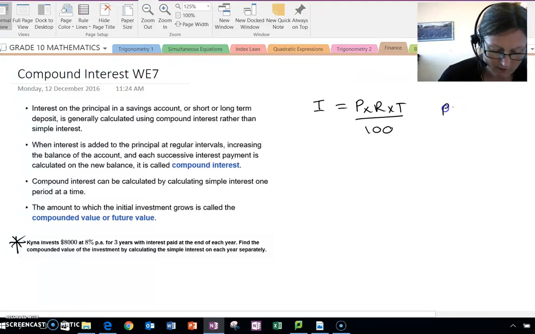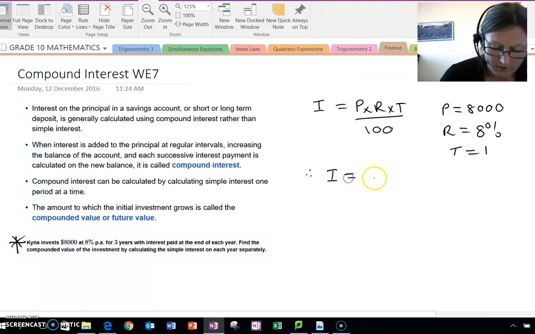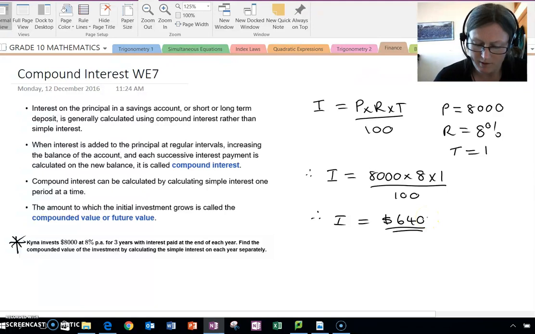So initially her principal is $8,000. The rate is 8%, and the time, well, it's 1 year because we're calculating the interest after each year. So the interest is 8,000 times 8 times 1 over 100. So Kina, if we put that into our calculator, earns $640 interest that year. So she now puts that back in.